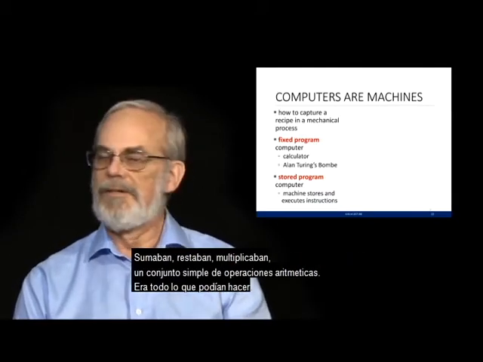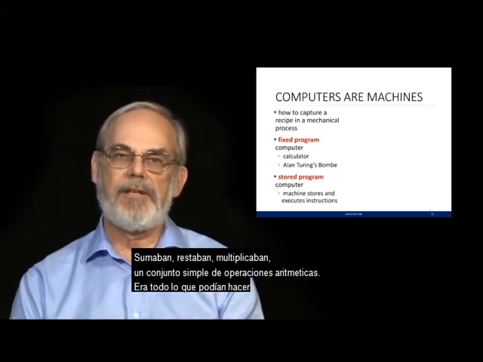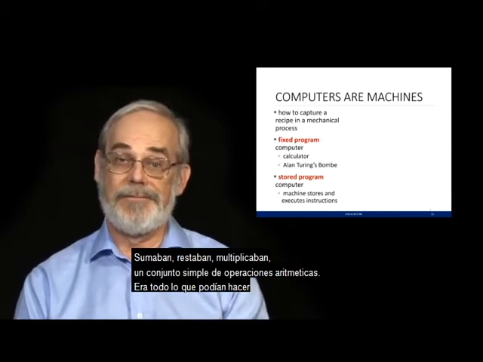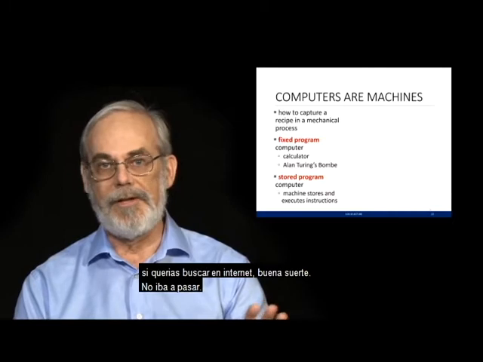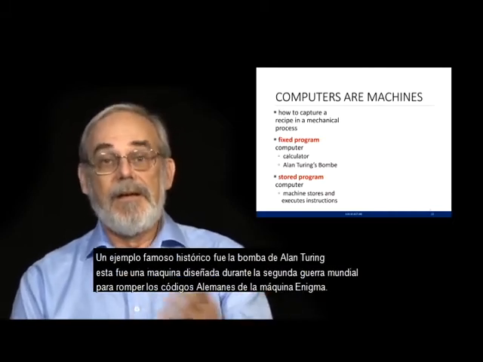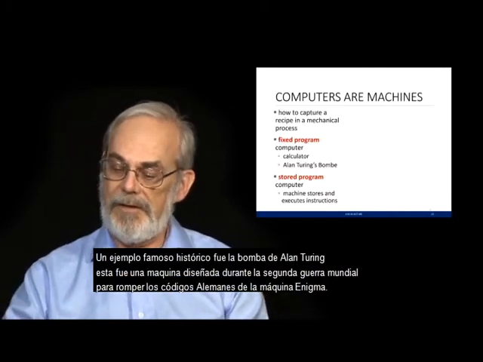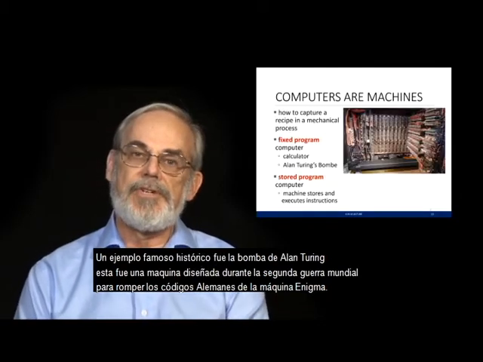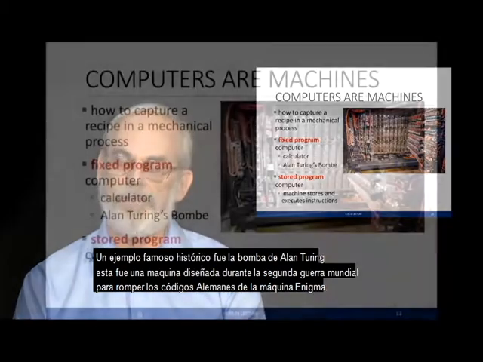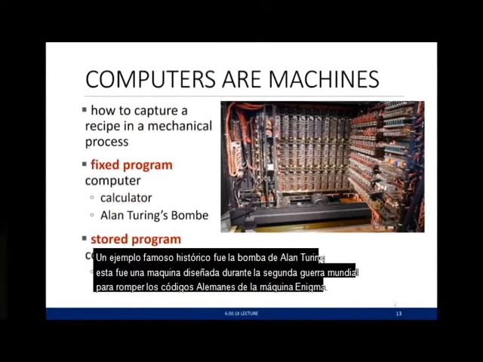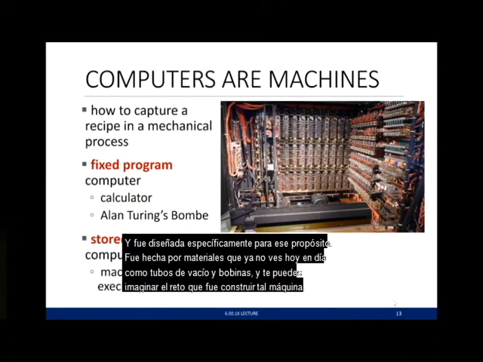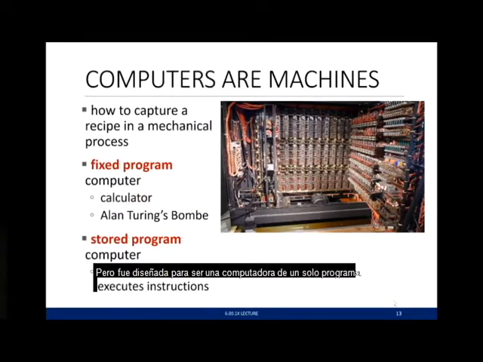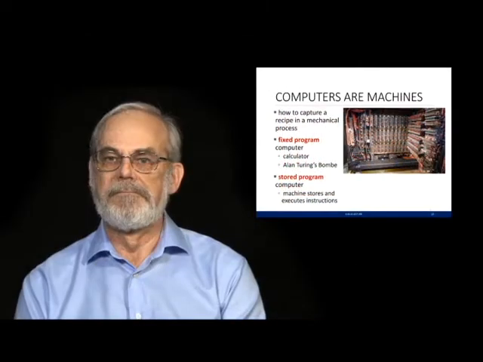They did addition, subtraction, multiplication, a simple set of arithmetic operations. That's all they could do. If you wanted it to search the web, good luck. Wasn't going to happen. A very famous historical example was Alan Turing's bomb. This was a machine designed during World War II to break German codes for the Enigma machine, and it was designed specifically for that process. It was also built out of devices you don't see anymore, like vacuum tubes and relays, and you can imagine the challenge of building such a machine, but it was designed to be a fixed program computer.